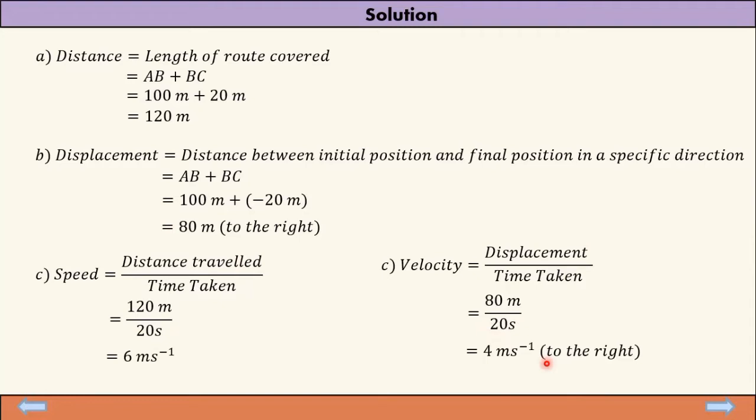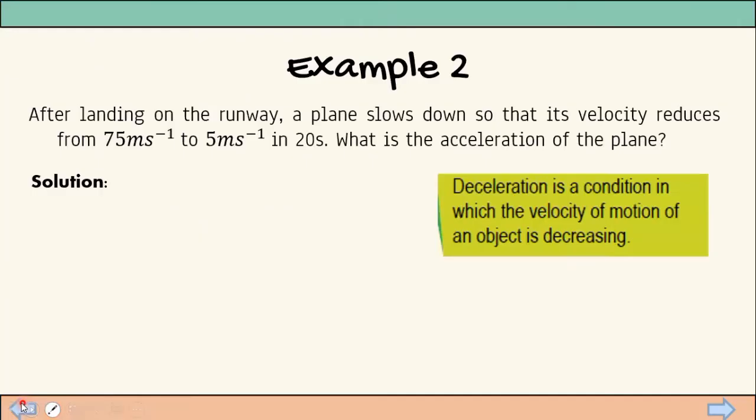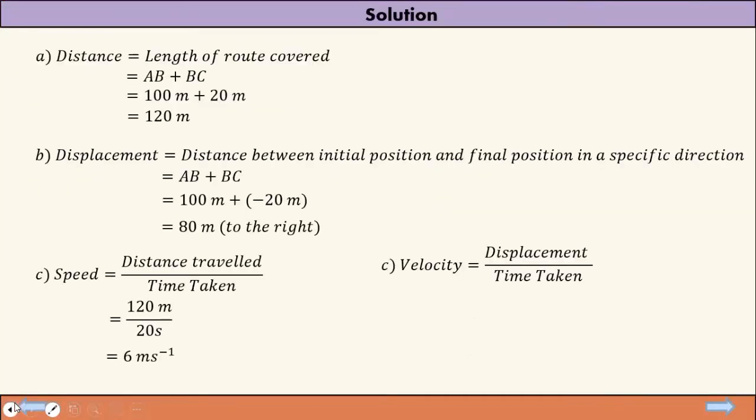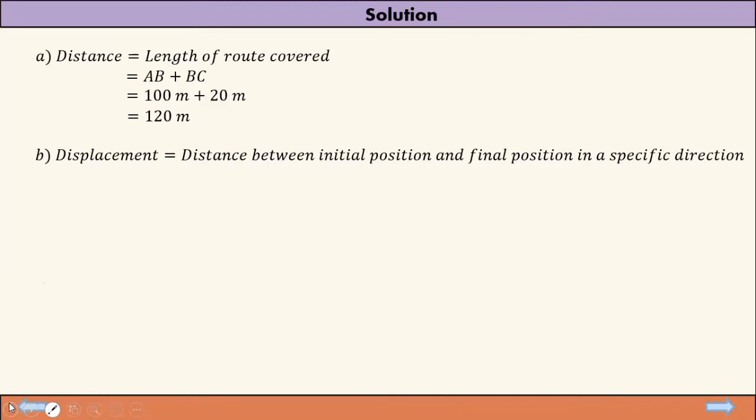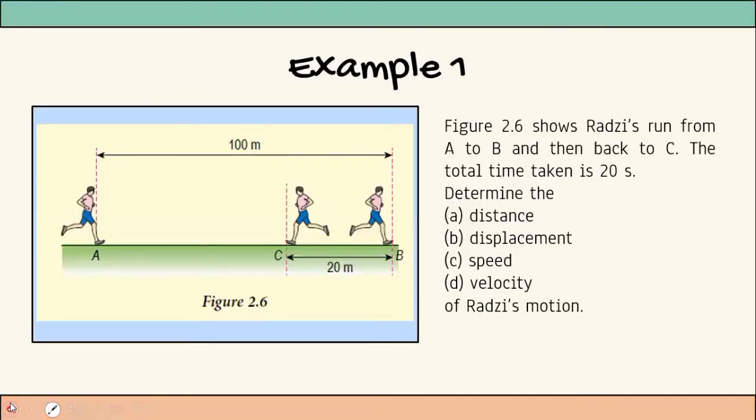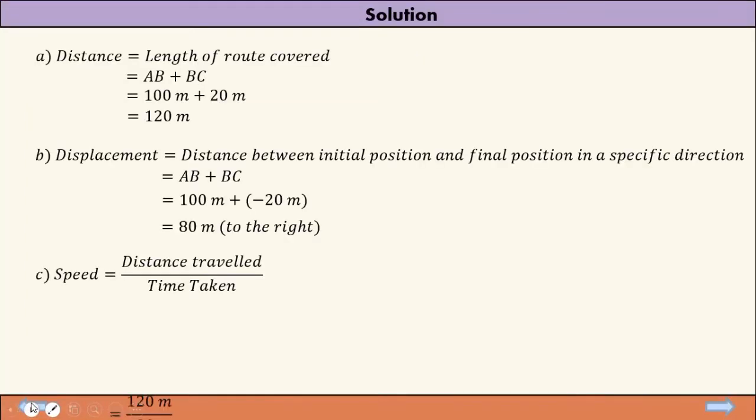Teacher, why is the answer for velocity stated to the right? Because the movement, as we can see in the figure, to the right, Razi moved back. He moved back to the right. So is that clear?